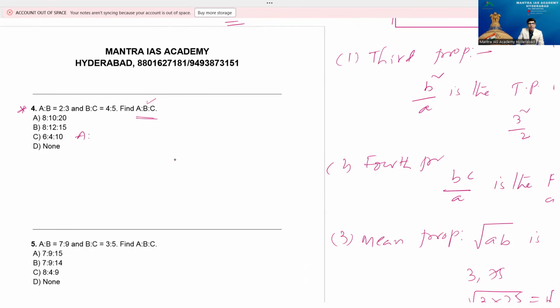A is to B is 2 is to 3, B is to C is equal to 4 is to 5. In this case B is 4 parts, in the other case B is 3 parts, but we have to take only the common part of this. So how can you get it? Before the shortcut method, I'll tell you the shortcut method first. Straight operation, that is called 2 into 4 is to cross, 4 into 3, and 3 into 5. This is called 8 is to 12 is to 15, the shortcut method. If you want to write directly, this is the best way.